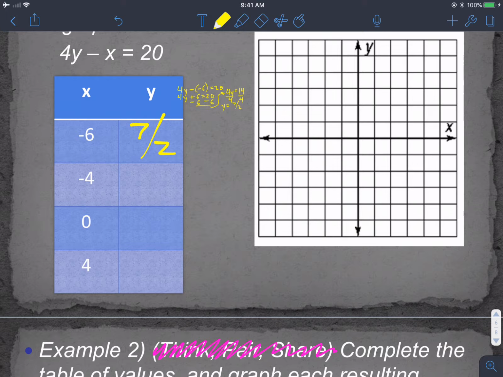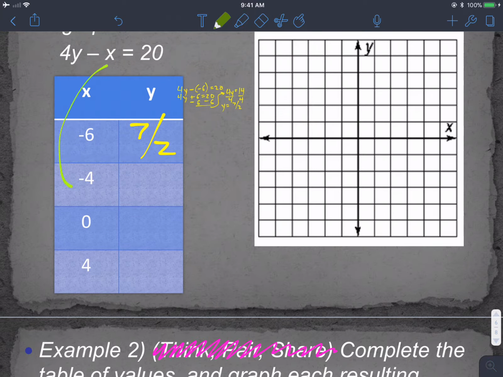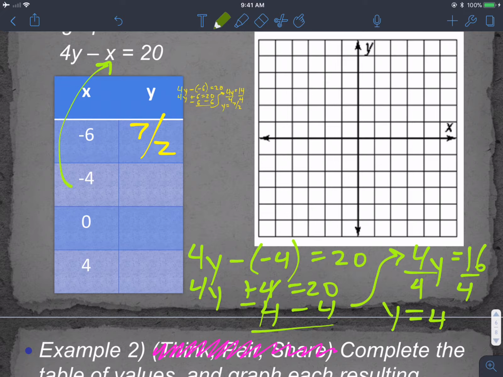Do the whole thing over again, except plug negative 4 in for x. So now I'll be here. And I'll write 4y minus negative 4 equals 20. Four y plus 4 equals 20. Subtract 4 from both sides. I get 4y equals 16. Okay, divide by 4. And I get y is equal to 4. So that's a little bit nicer.